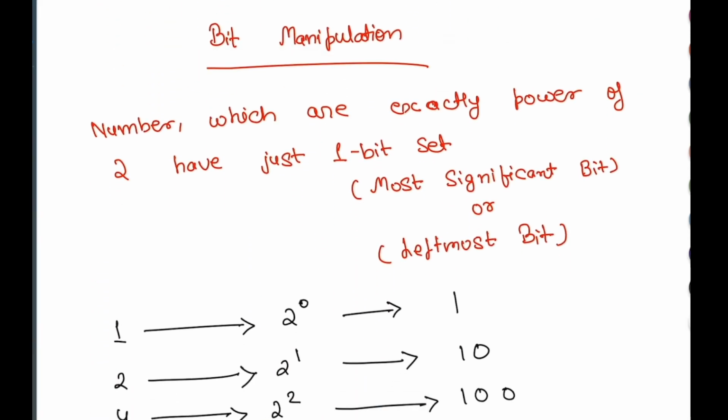In bit manipulation, we just need to understand how bits work, how binary digits work for any number, especially for numbers which are an exact power of 2. Basically, any number which is exactly a power of 2, that is, any number when represented as a power of 2 and that power is an exact integer, will have just one bit set, or just one bit as 1, all other bits will be 0. And that set bit is the most significant bit, or you can say it is the leftmost bit.